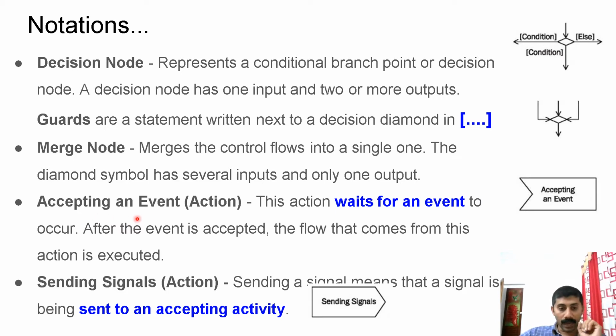Accepting an event or action. This action is indicating accepting an event. Okay, this action waits for an event to occur. After the event is accepted, the flow that comes from the action is executed. So by default it will be waiting for a particular event. Once the event reaches, then only the control flow proceeds. Sending signal, that is also another kind of action. Sending a signal means that the signal is being sent to another accepting activity. That is, sending activity is represented like this. This is signal accepting activity.